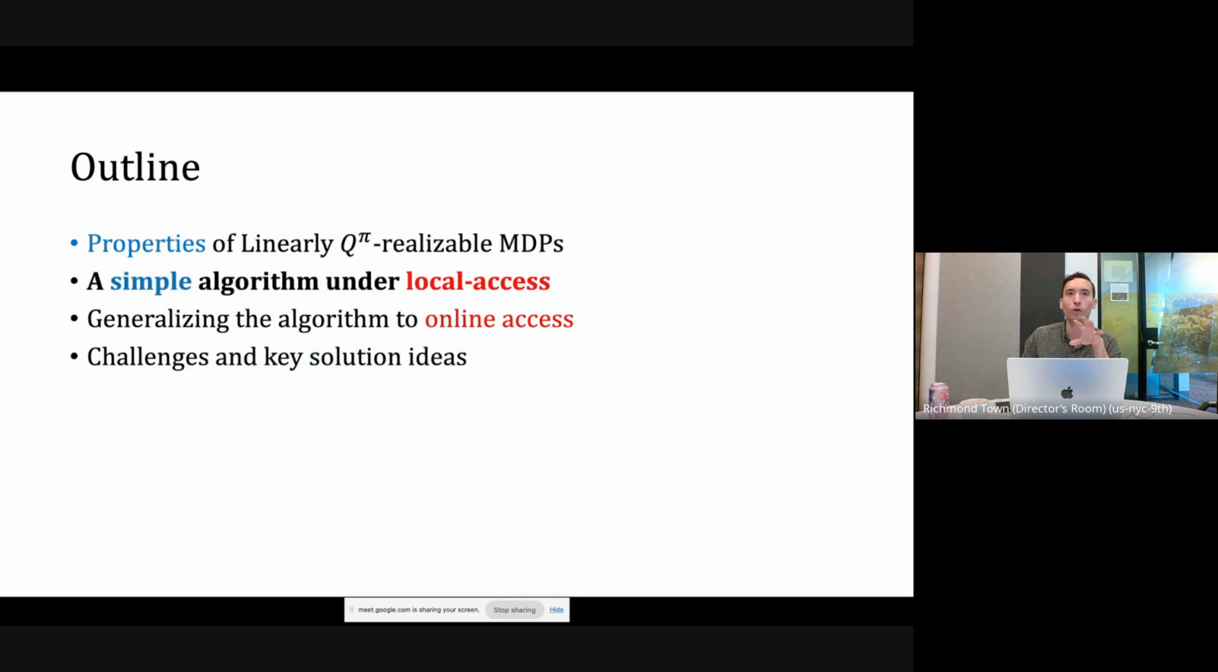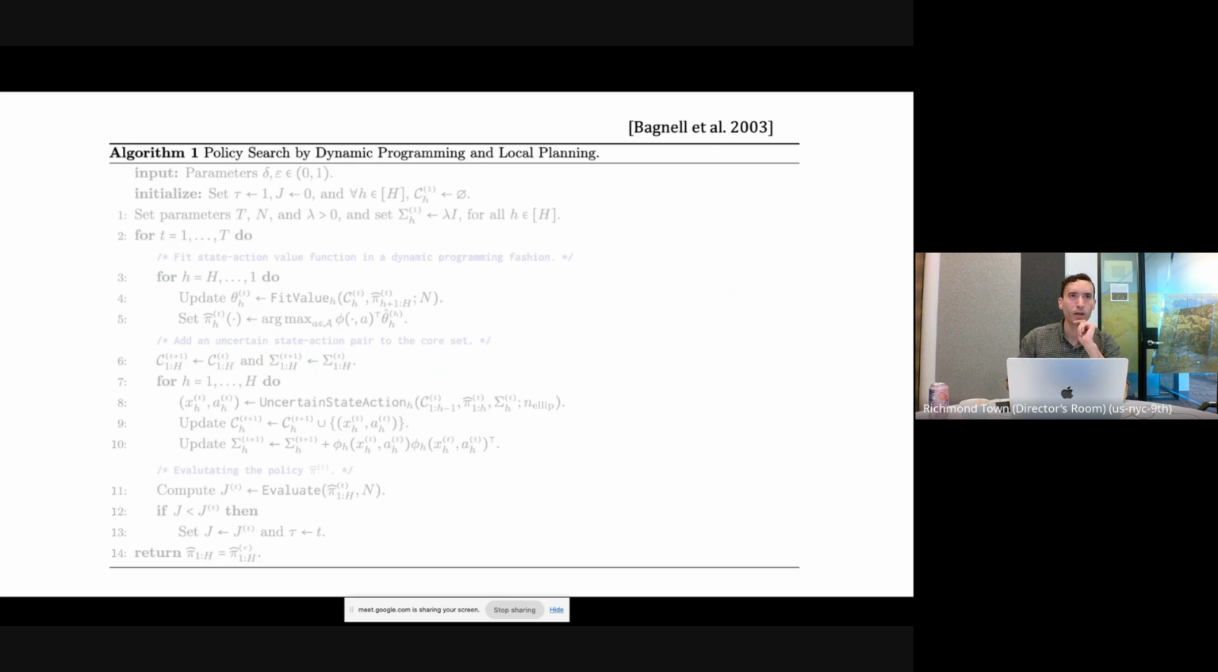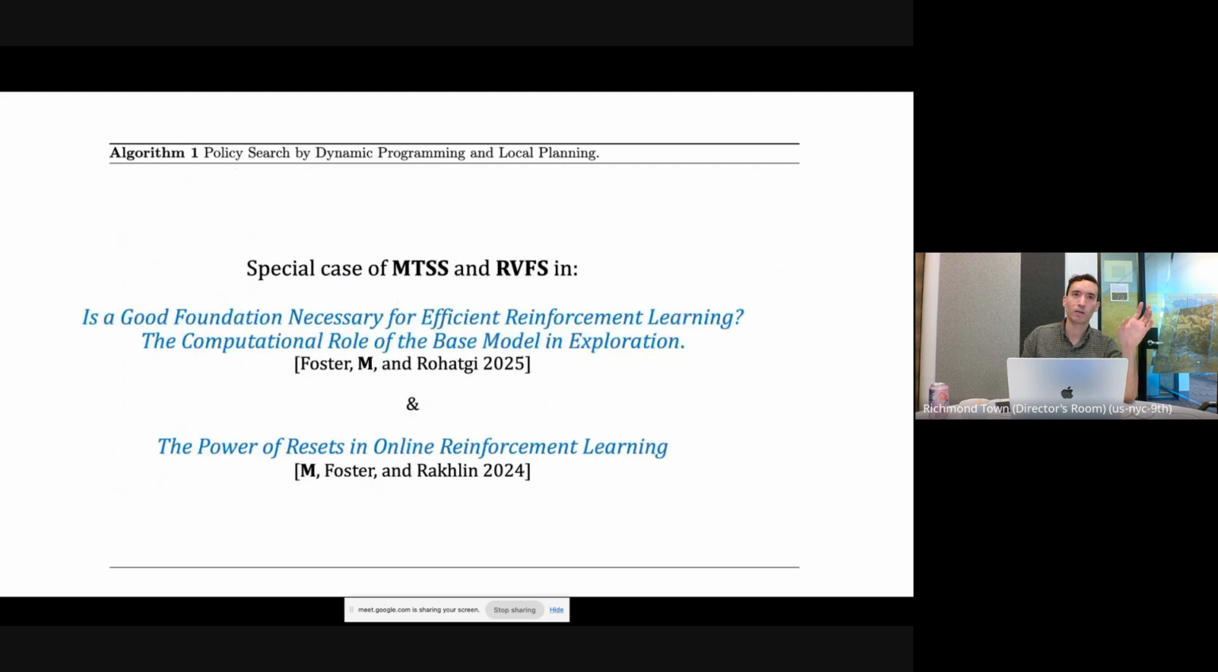Okay, so we're done with the properties for the linear QPy. Now let's have a look at probably a very simple algorithm for when you have this local access. The algorithm for local access is inspired by the PSDP algorithm, policy search by dynamic programming. But it has additional components, and it actually is a special case of two recent algorithms.